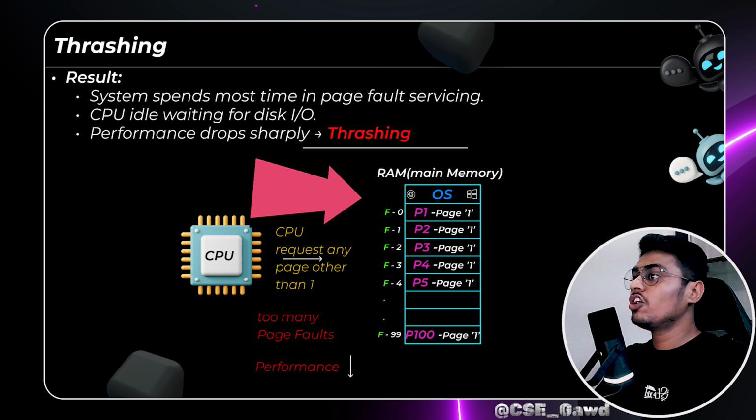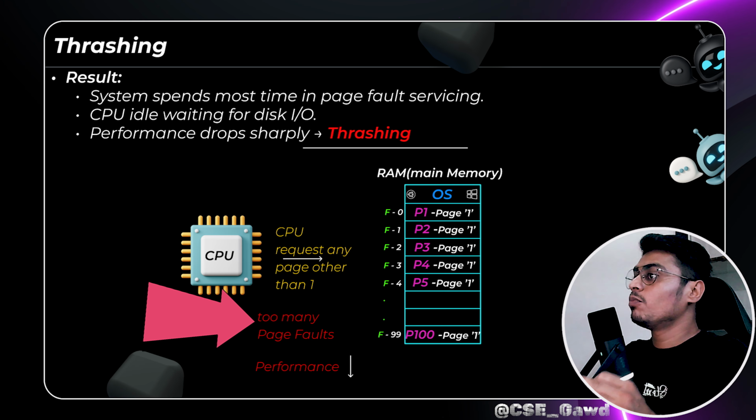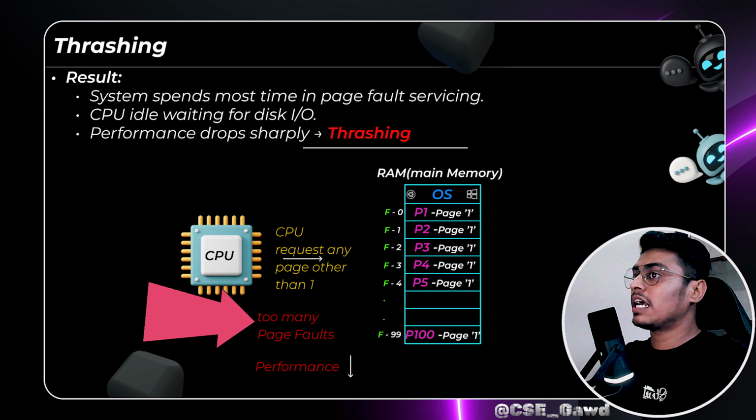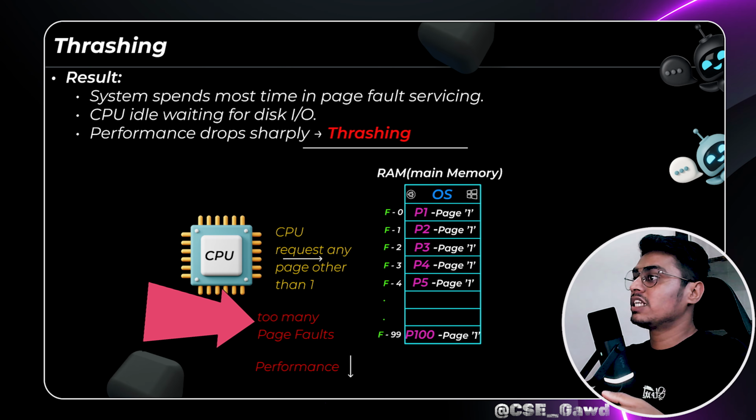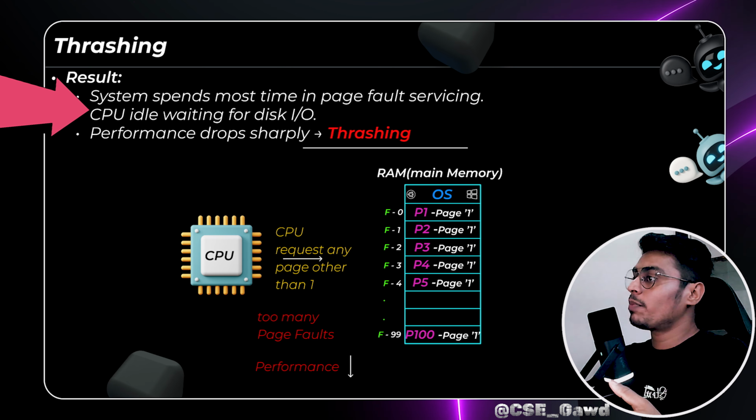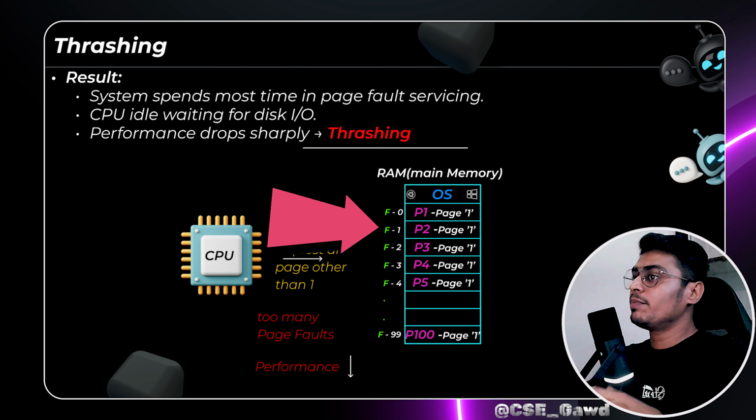Now, as the degree of multiprogramming increases beyond the optimal point, we reach a situation where most CPU requests result in page faults. The system spends most of its time servicing the page faults. This creates a cycle. More page faults means more IO operations, which are extremely slow compared to memory operations. The CPU becomes idle waiting for disk operations to complete. Even though we have many processes in memory, the system performance degrades dramatically.